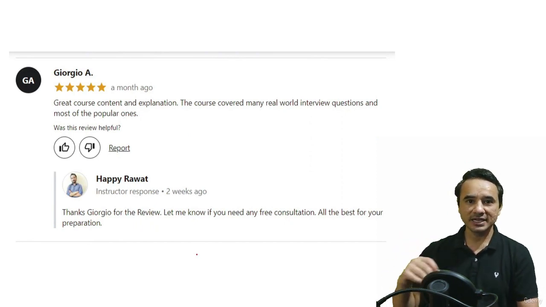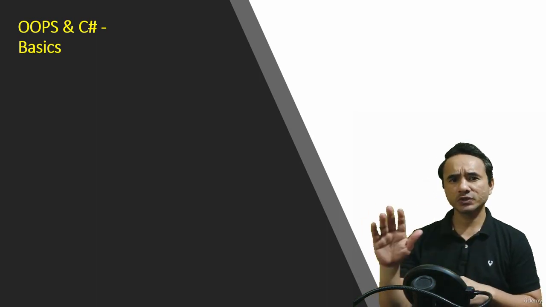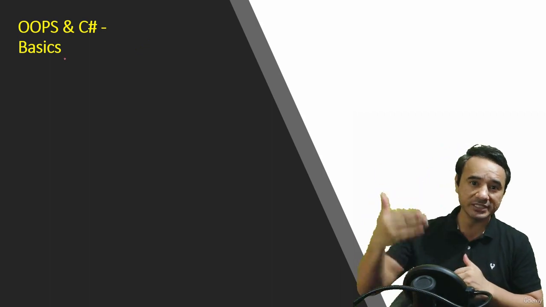So without wasting time, let's start with the first section of this course. This is the first section and the first chapter of OOPS and C#. We will cover all the questions of OOPS and C# in a sequential manner.